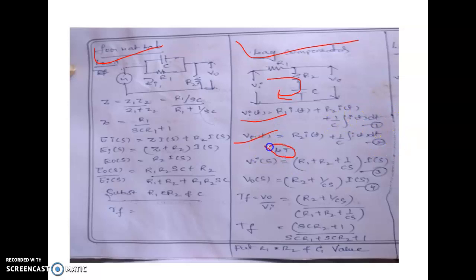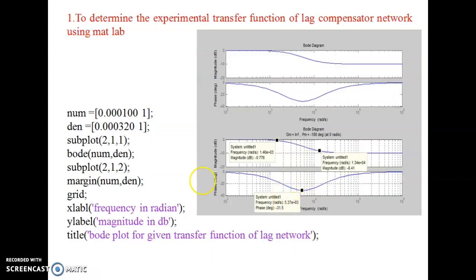Then you have to apply the Laplace transformation. After applying the Laplace, you have to obtain the transfer function. We know that the transfer function is V naught by Vi, that is output by input. After obtaining the transfer function, you have to substitute the values of R1, R2 and C. So how to get these values? You have to already design the lead, lag and lag-lead compensator. From the designed values, you have to substitute here the values of R1, R2 and C. So after substituting, you will get one transfer function.